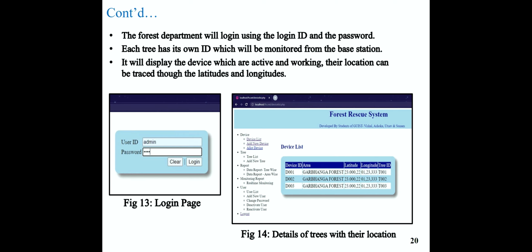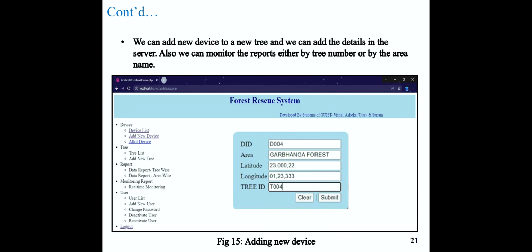It will display the devices which are active and working, and their location can be traced through the latitudes and longitudes. Here we can see the process of adding a new device. Adding a new device is the feature which is used when any tree is grown or if we missed a tree to add. Also, it is required if the device is damaged. The next page will be presented by my group member.